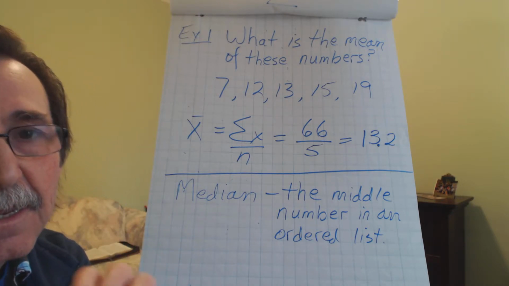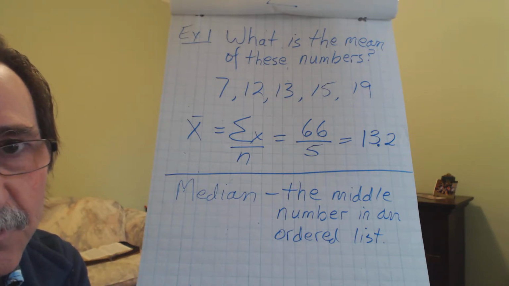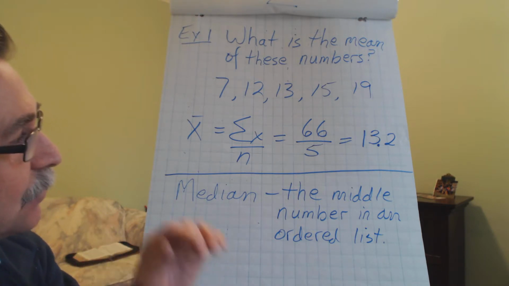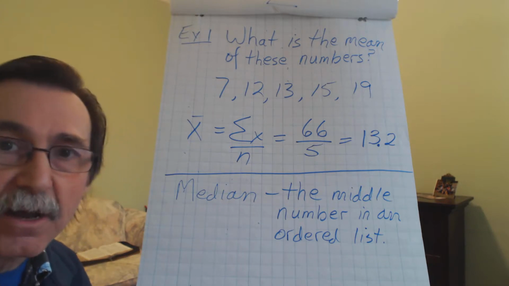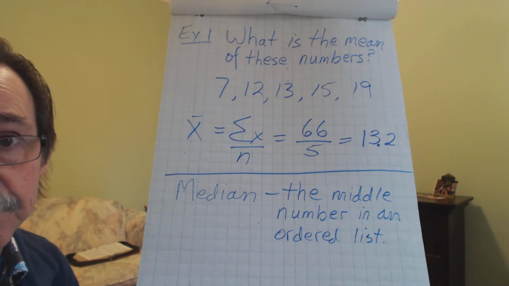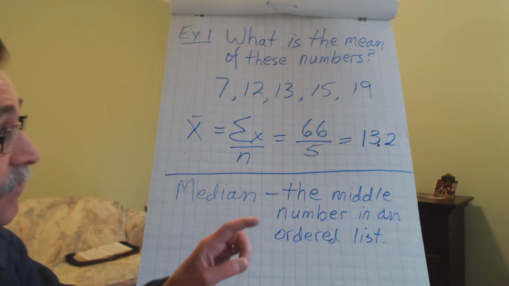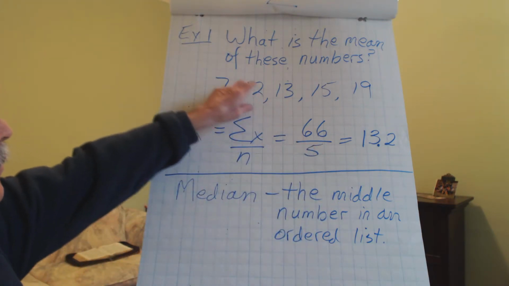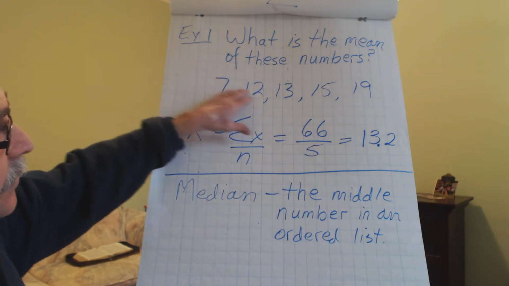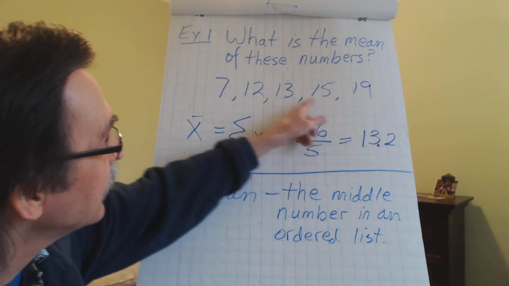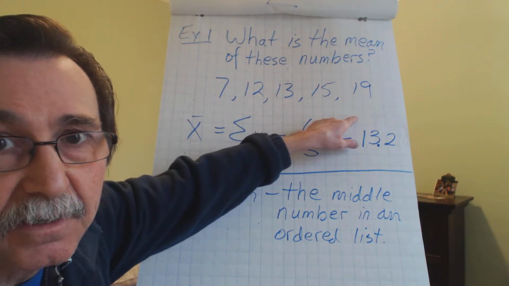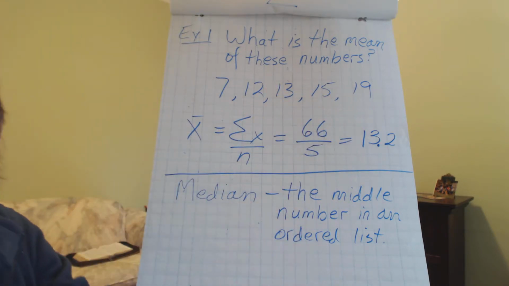In the mean and the median, the actual value that you're looking for may or may not even be part of your list. Okay, this is a little sidetrack. Remember our last example? I wanted to know what the mean was of the numbers. Well, the mean was 13.2. It's not even a number on the list. And the same thing could happen with the median.